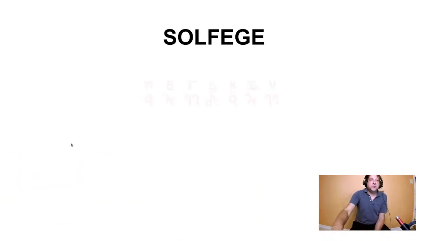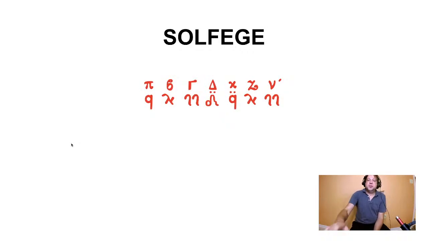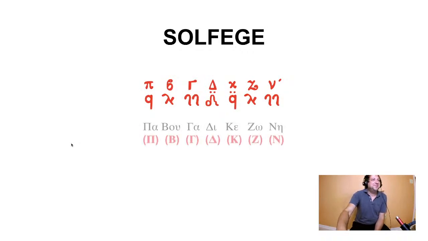So now we have solfege. This is the solfege of Byzantine music. It's ba, vu, ga, di, ke, zo, ni, pa. Right? That's all of them.